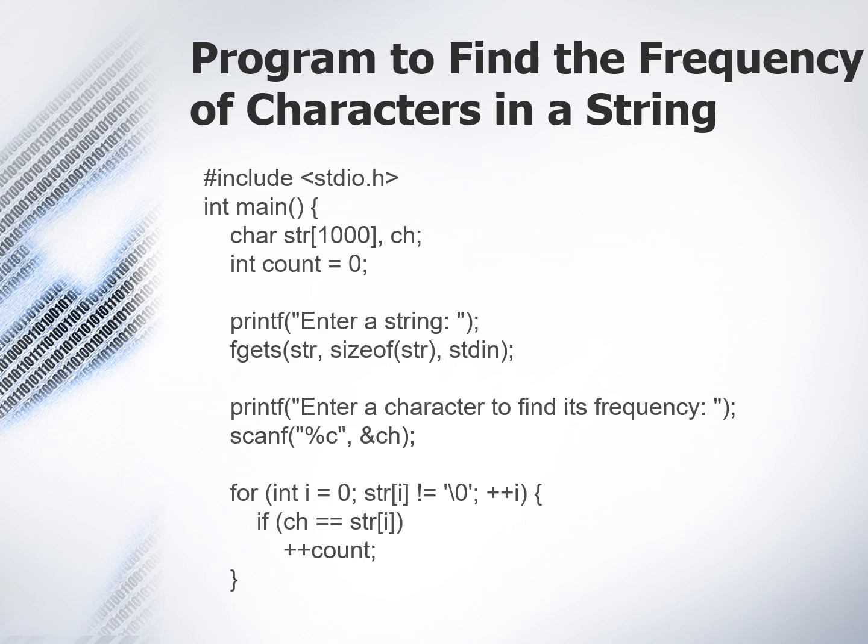And now we have used a for loop. It states for i equals 0, str[i] not equal to the null character, and ++i. Inside the body we have a condition: if ch equals str[i], then we will increment the count as ++count.